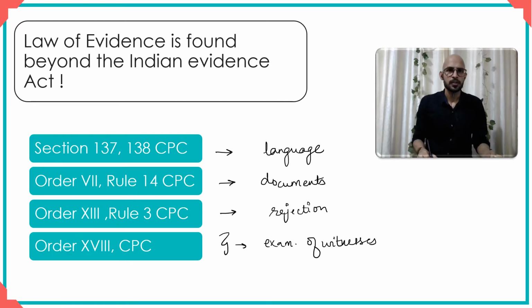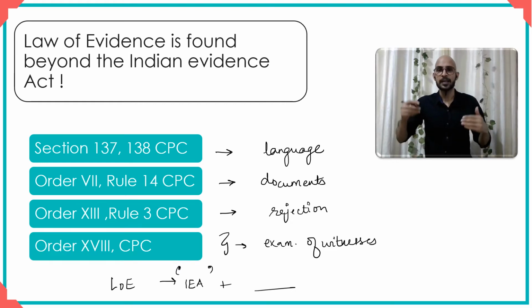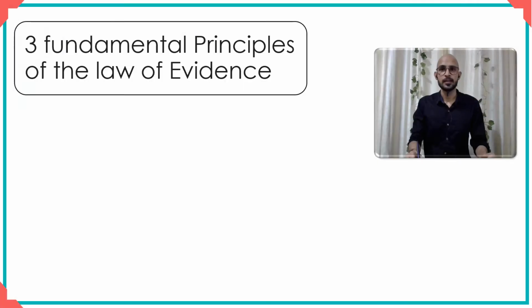Summarizing this entire point, I can say that perhaps the law of evidence is the Indian Evidence Act plus other things. Of course, the Indian Evidence Act is the most important, and that is why we will be studying this in the most detail. But do not forget that the law of evidence lies even beyond the Indian Evidence Act. This brings us to the second part of our lesson, where we discuss the three most fundamental canons of the law of evidence.